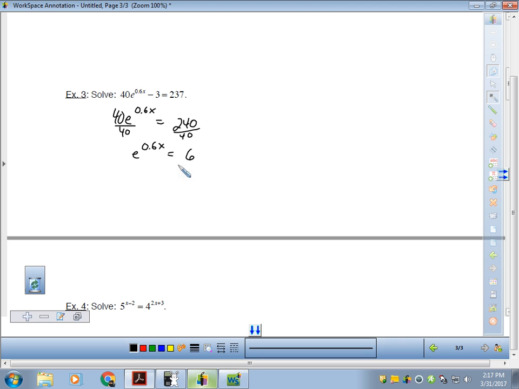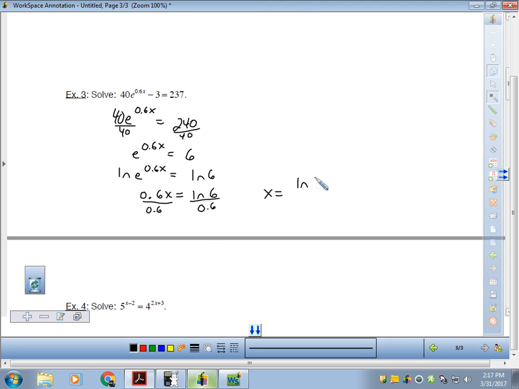Compare the bases. We have e and 6. Is there a common base between e and 6? No, there's not. So we're going to use our other strategy, and we're going to use logarithms. Now this time, because this is an e, the logarithm I'm going to use is an ln. So I'm going to do ln of e to the 0.6x equals ln of 6. The reason I do that is because an ln and an e will cancel out, and so I'll just have 0.6x equals ln of 6. And then I can solve for x by dividing the 0.6 across.